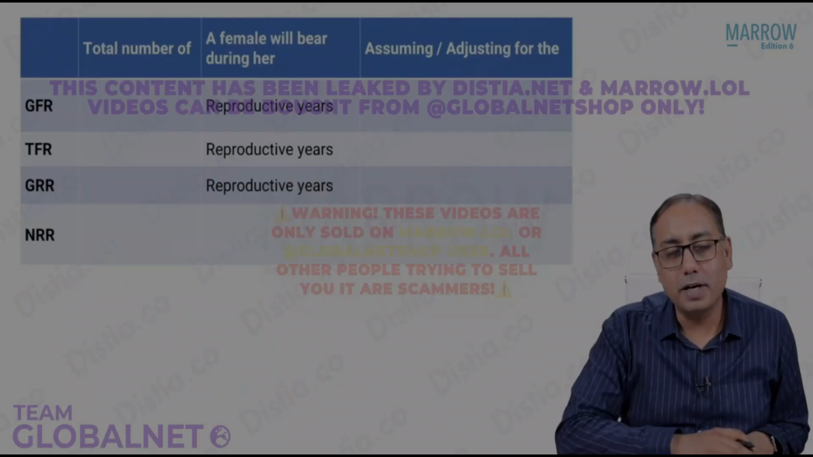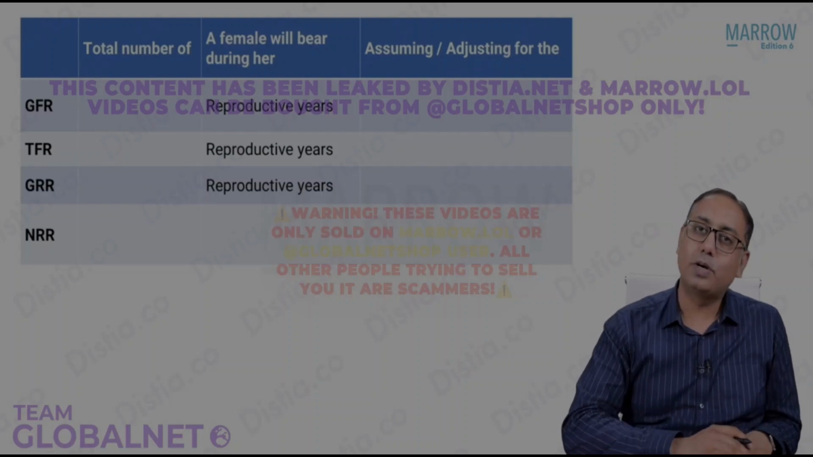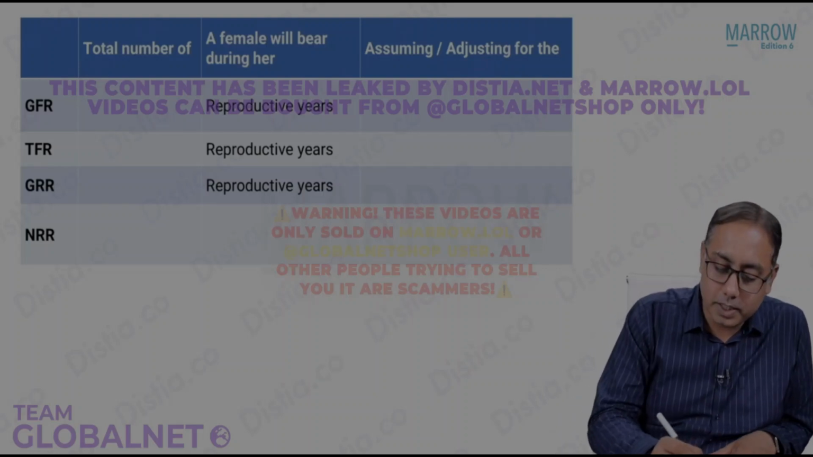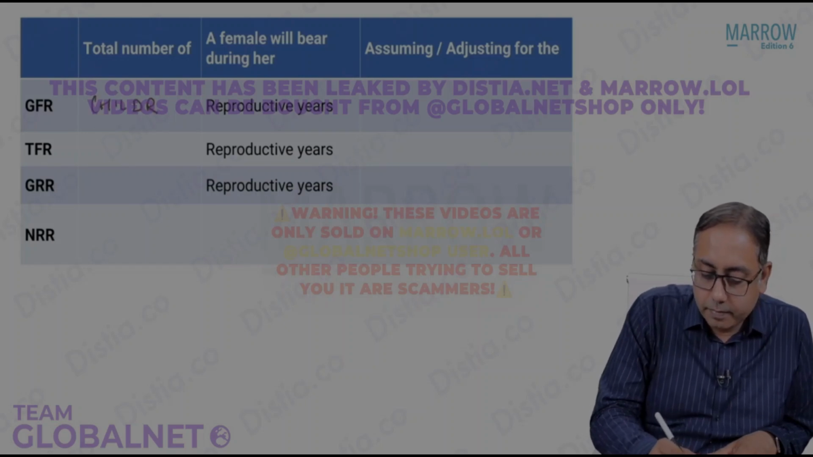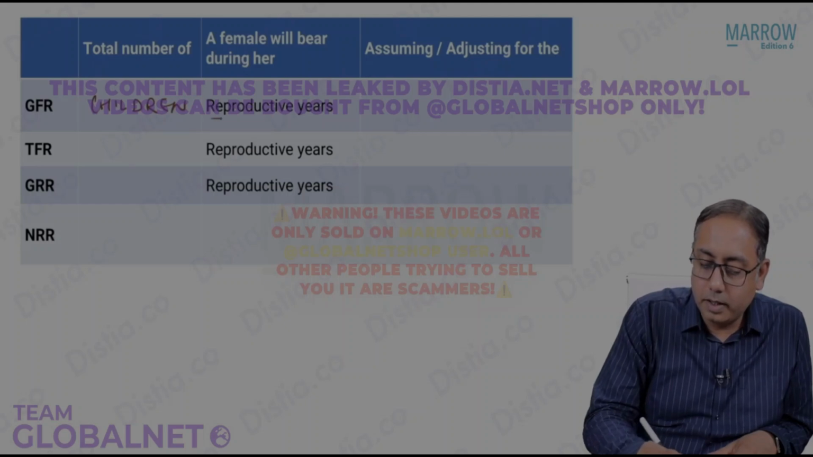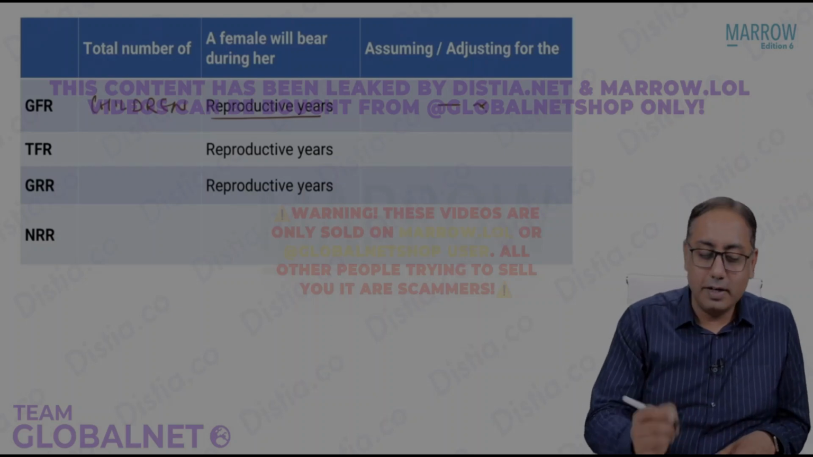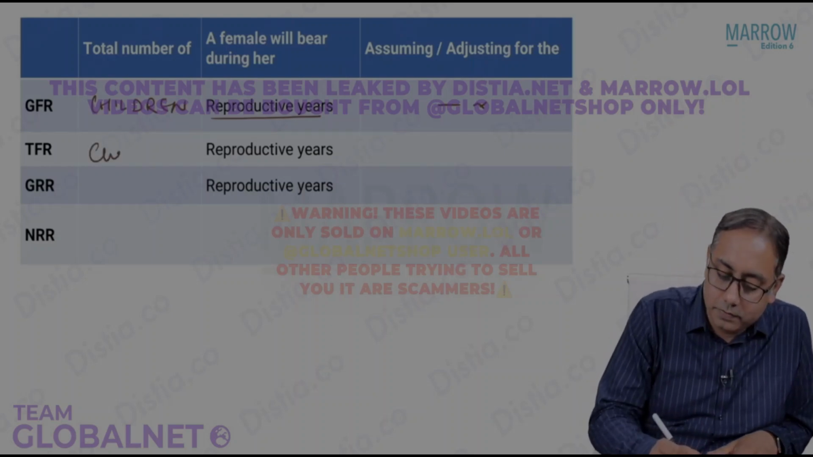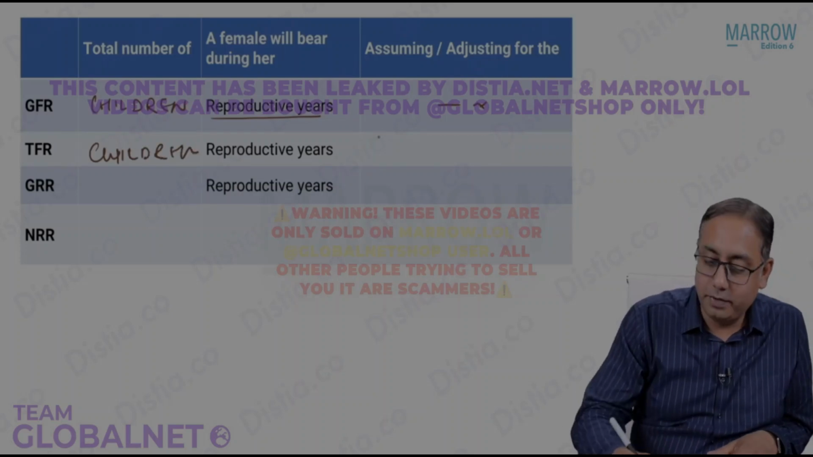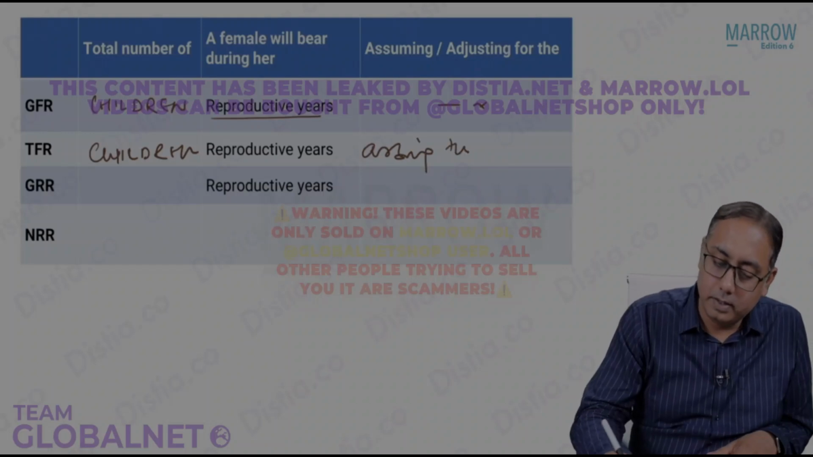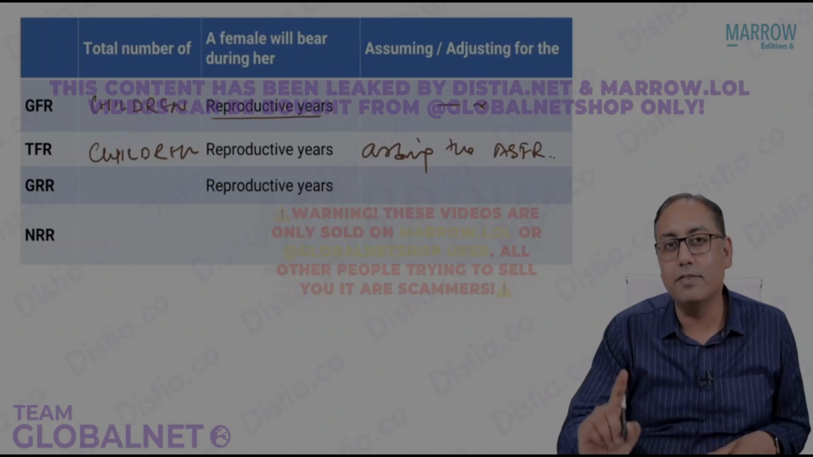So lastly, just to summarize the whole game for you, what are GFR, TFR, GRR, and NRR? Please note, what is GFR? It's the total number of children a female will bear during her reproductive years, that's all, and that is called GFR. What is TFR? TFR is again the same: the total number of children a female will bear during her reproductive years, assuming the age-specific fertility rates, is called TFR.